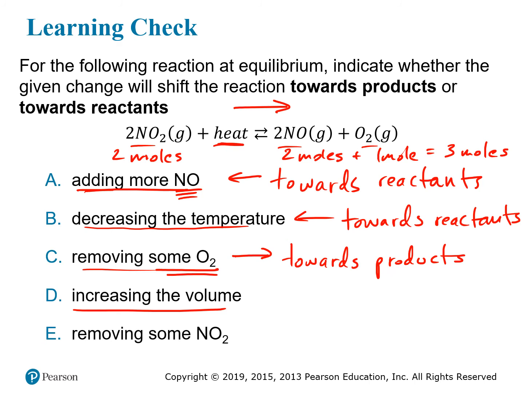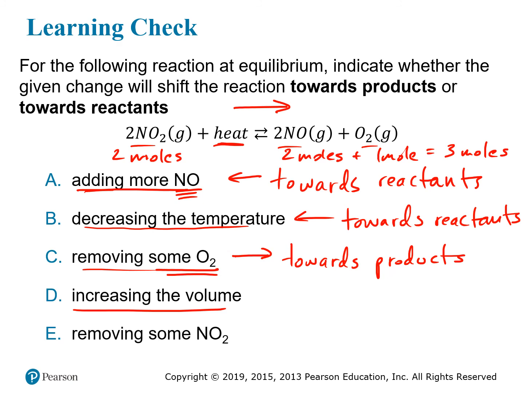So increasing the volume, remember, is going to add a bunch of new space. It's going to allow the molecules to spread apart. It's going to decrease their concentration. And so the system, in obeying Le Chatelier's principle, is going to try and fill that new space in by creating more molecules. It's going to try and resist the decrease in concentration by increasing the amount of molecules.